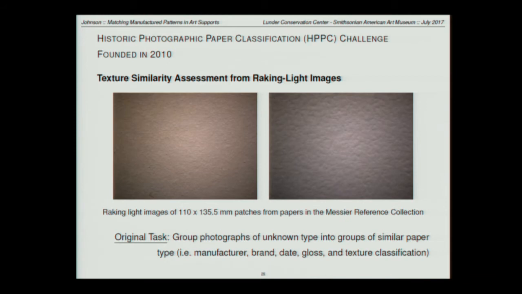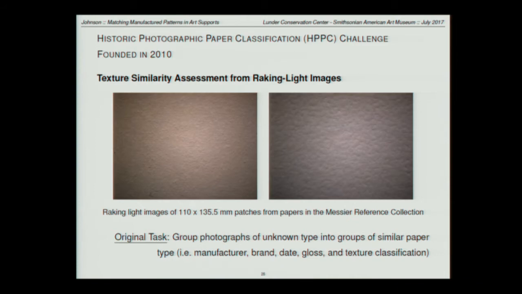In fact, there's lots of different texture algorithms that can find the similarity. But what we wanted to do was show that this type of image, with raking light, which can be repeated and done simply, doesn't require radiography or some special equipment that museums, or smaller museums might not have, but allows you to find paper by the manufacturer, brand, all of these, and categorize them into these small bins.